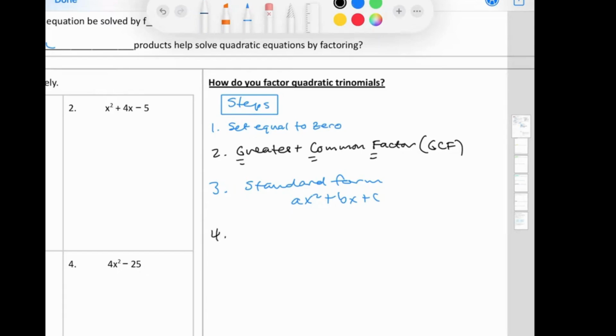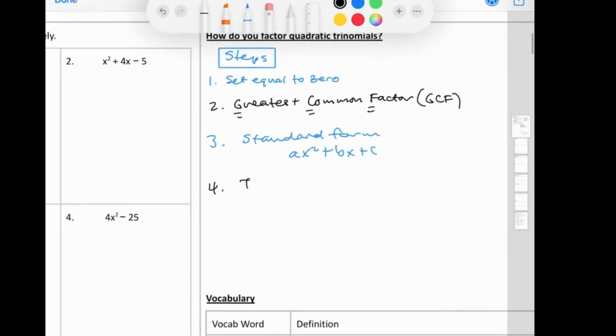Step number 4, identify the a, b, and c. Number 5, the x. You're going to have a times c on the top and b at the bottom.